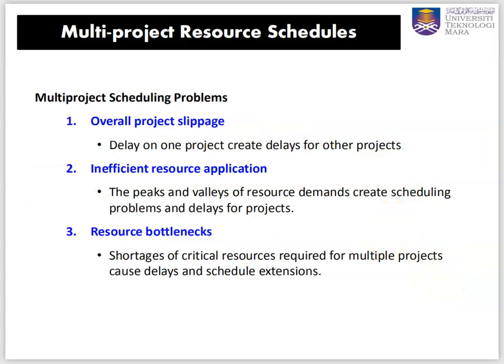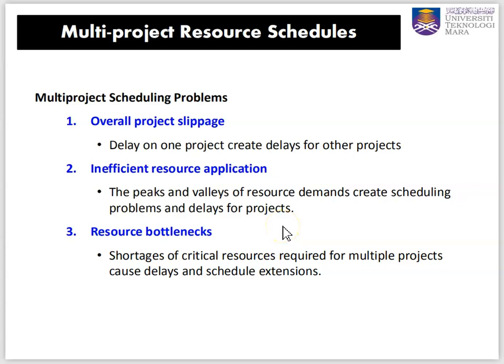So how do we manage multi-project resources schedules? If we have multiple projects, how do we manage it? These are some of the multi-project schedule problems. Overall project slippage means that some of the projects really rely on each other. If there is a delay on one project, there will be a delay on other projects.